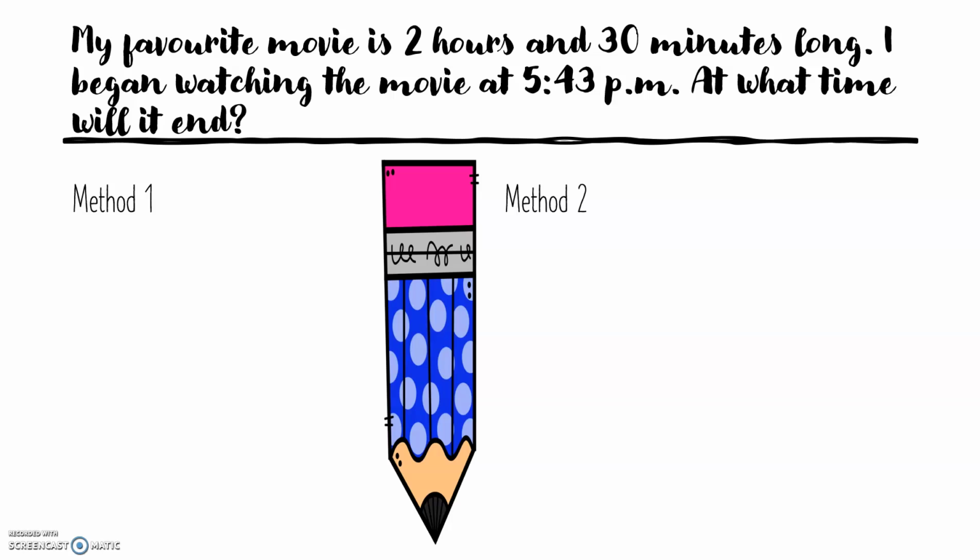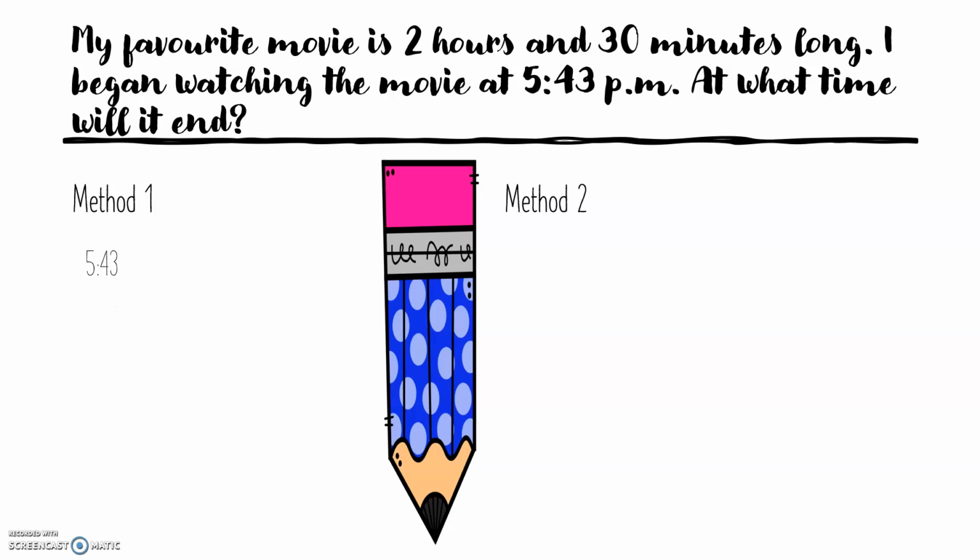So here's the question. My favorite movie is 2 hours and 30 minutes long. I began watching at 5:43 p.m. What time will it end? Obviously, that's going to be a future event. Because if I start at 5:43, I'm obviously going to end 2 hours and 30 minutes later. So I have to add that time.